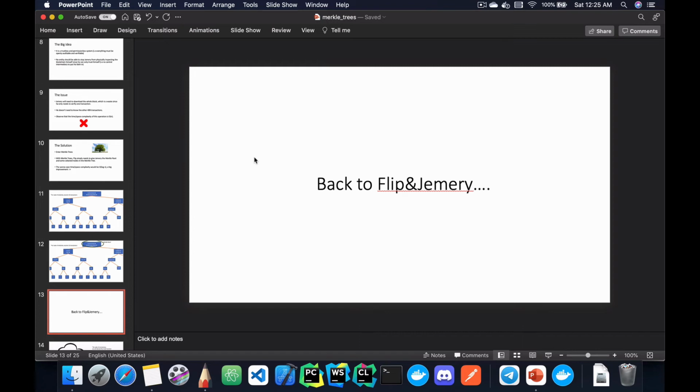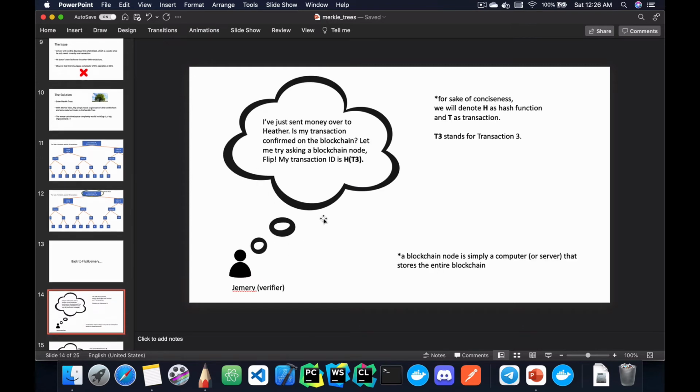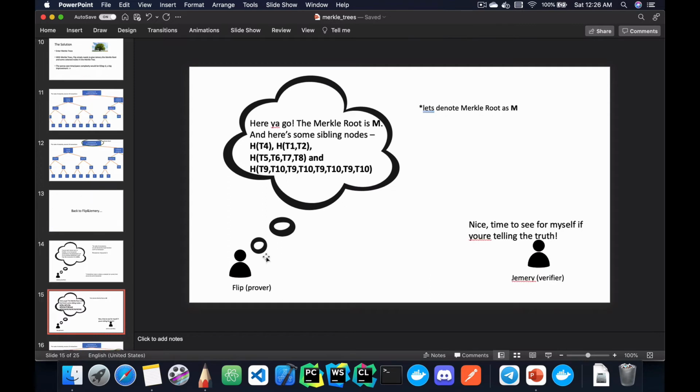Now, let's go back to the scenario with Flip and Jeremy. Again, we are faced with the same scenario, just that the transaction ID has changed to make it a little bit more concise and more explainable. Basically, it's a shortcut to say Jeremy's transaction ID is the hash of the third transaction. Now let's say Flip, the blockchain node, replies with this response.